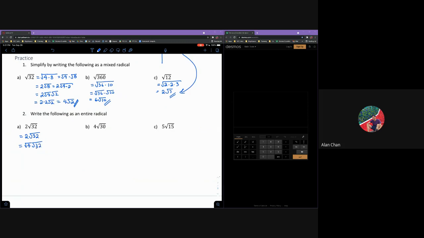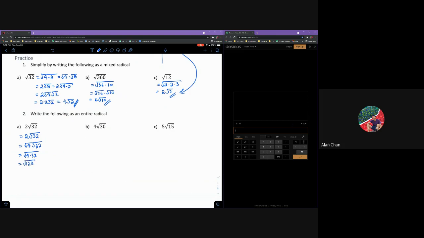Right. 2 squared is 4. So then we can just combine these and do whatever 4 times 32 is. Okay. And that's why I have this trusty calculator over here. 4 times 32 is equal to 128. So this is square root of 128.